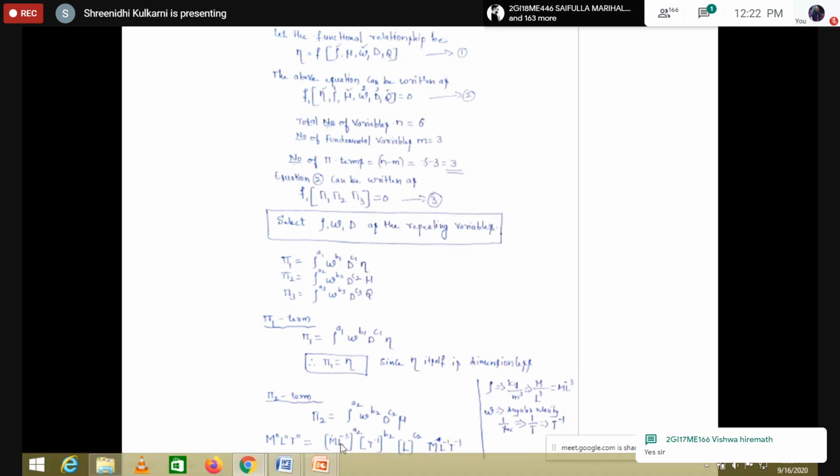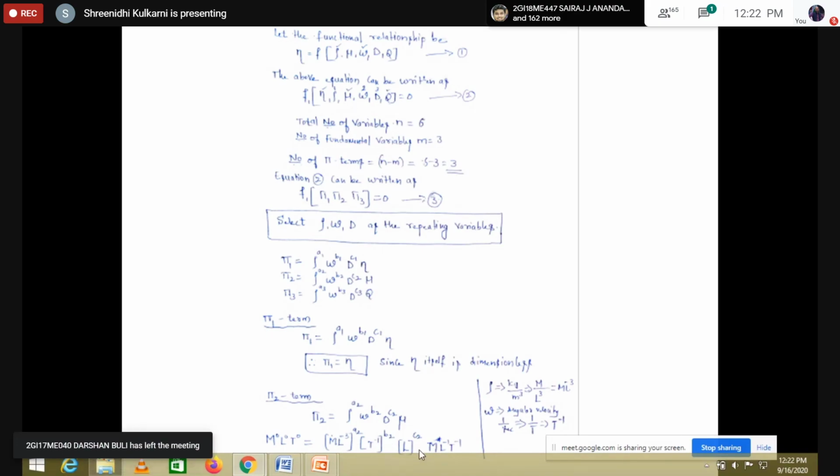So here you can write M L to the power of -3 to the power of a2, T to the power of -1 to the power of b2, L to the power of c2, and here it is M L to the power of -1 T to the power of -1.